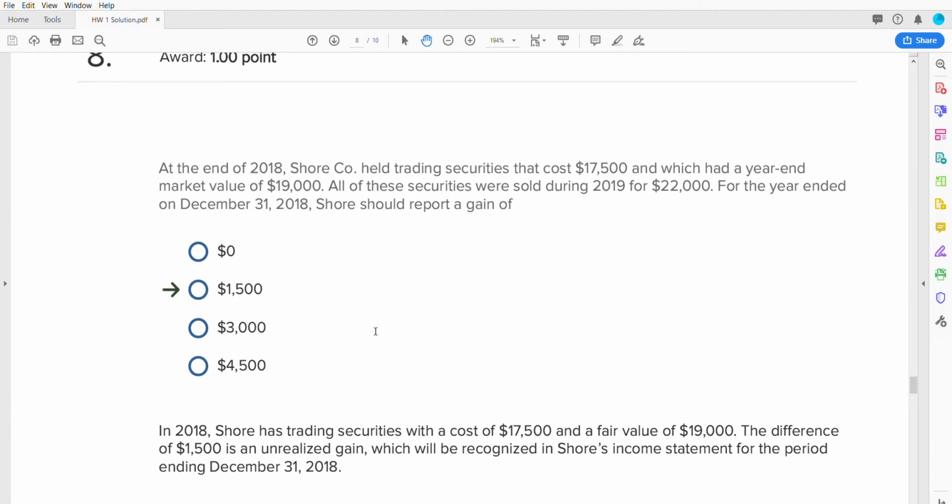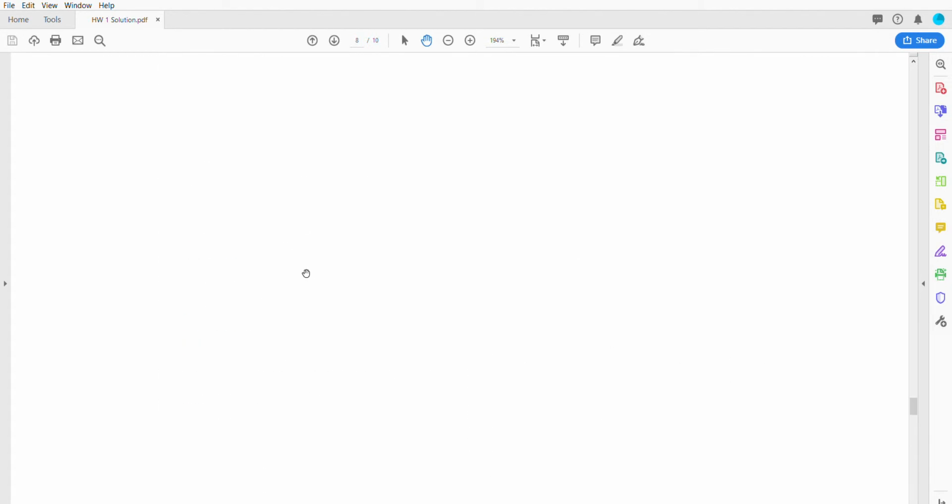And for 8, we had a question of, at the end of 2018, Shore Co. held trading securities at 17,500, which had a year-end market value of 19,000, and then it was sold in 2019. But for the year-end 18, you have to really keep track of the years here. For 18, what should be the gain? So that's just 1,500, because it just increased from 17.5 to 19, which is 1,500.